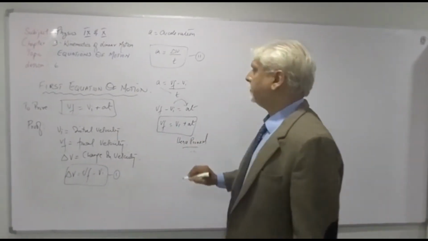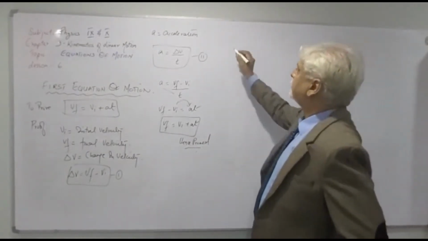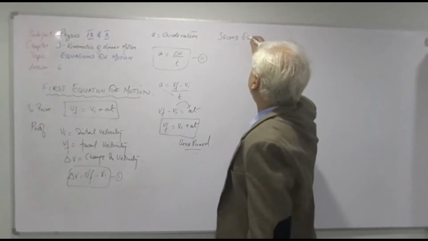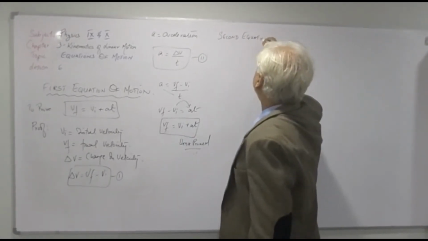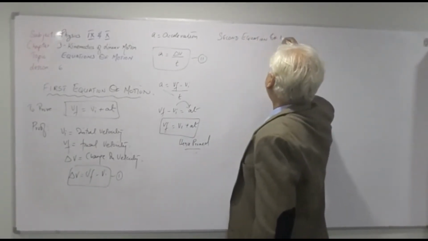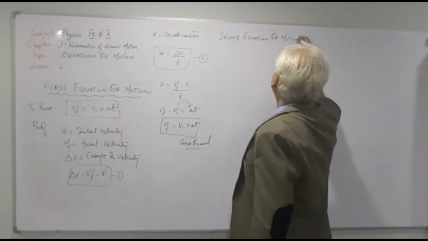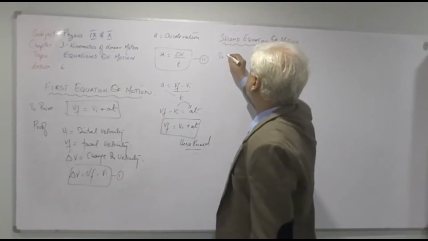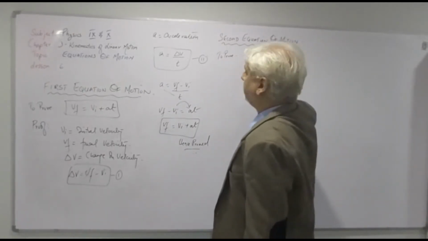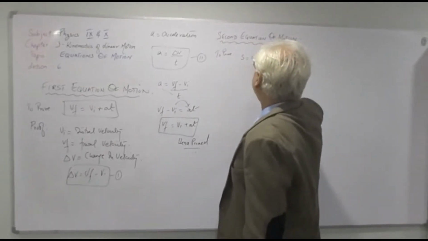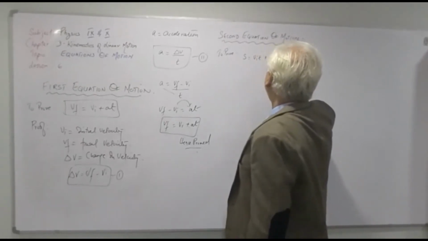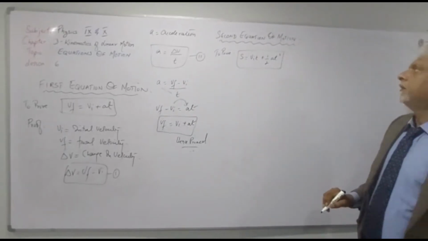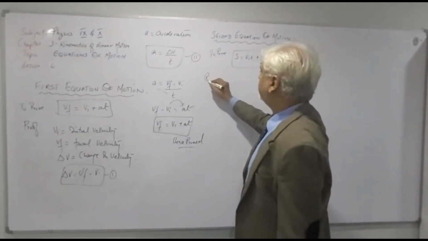Okay, let's move on to the next equation, the second equation of motion. Now, the second equation of motion, what we need to do is prove that S is equal to Vit plus half At squared. This is what we are going to prove. So I'll start the derivation over here.